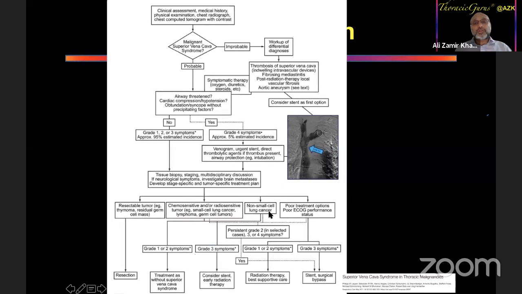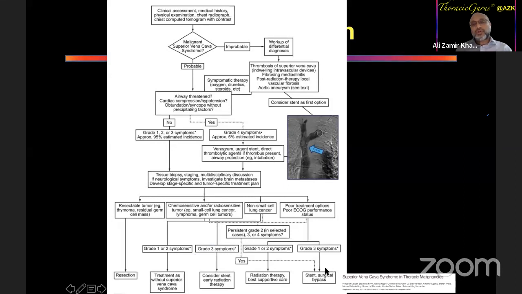Of course, for non-small cell lung cancer, it's a similar pathway, depending on the symptoms of the patient. The bottom line is you can treat it either with primary surgery, you can treat it with chemotherapy, you can treat it with stenting and early radiotherapy. There is a role for radiotherapy and best supportive care. And the last but not the least is surgical bypass, okay?